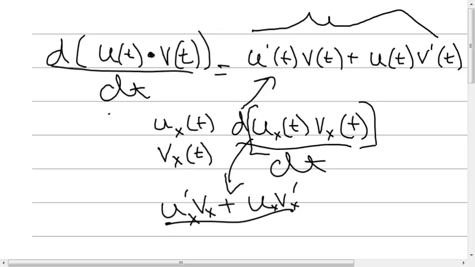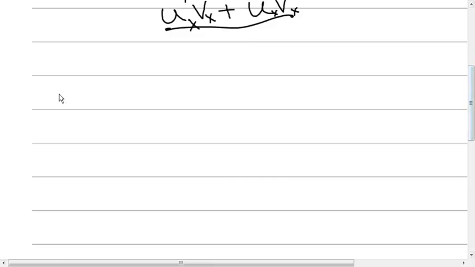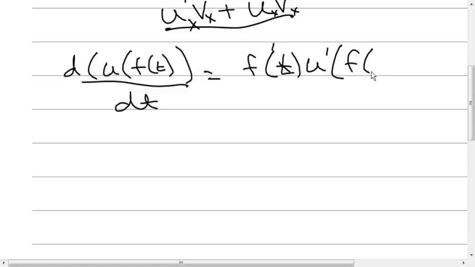Okay, the last thing I want to talk about in this section, hope it's the last thing, is the chain rule, and that's point 7 in the box. It says that d of u(f(t)) over dt is equal to f prime(t), gosh darn it, u prime of f of t. We normally don't write it this way for the chain rule. We would write it kind of like this.